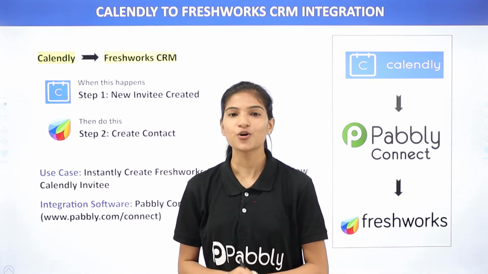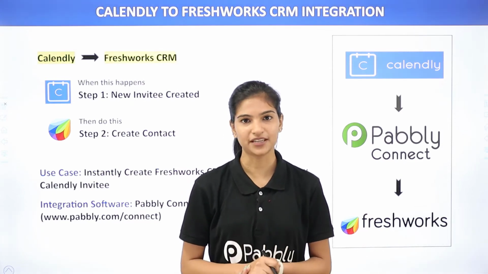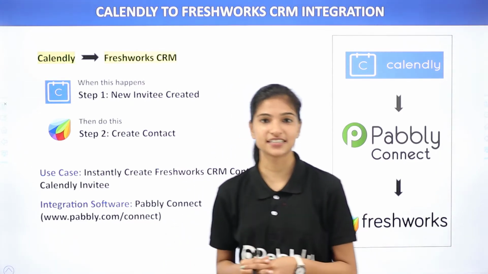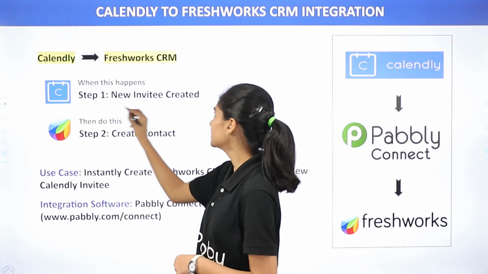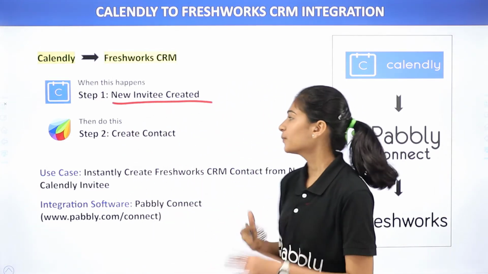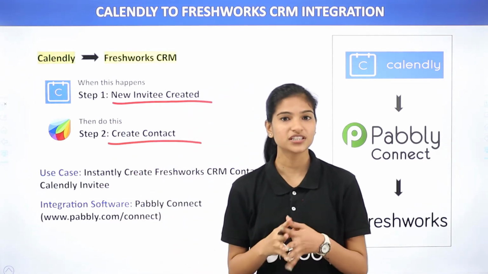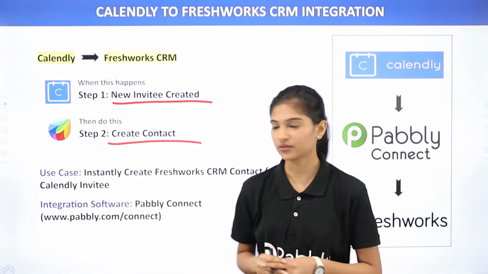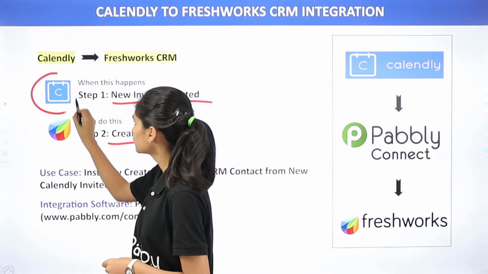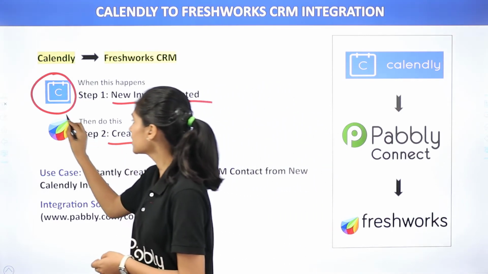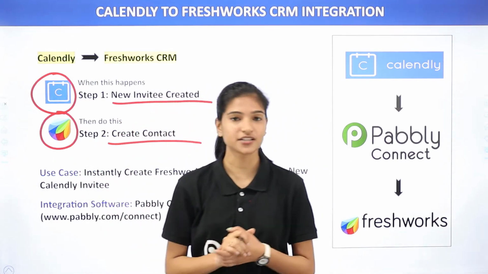Today in this video, we are going to integrate two software applications, Calendly and Freshworks CRM. So the use case here is, whenever a new invitee is created in Calendly, automatically create a contact in Freshworks CRM. Now let us know what these two software applications are all about. Calendly helps you to schedule your appointments, meetings and events, whereas Freshworks CRM is a sales and marketing software.